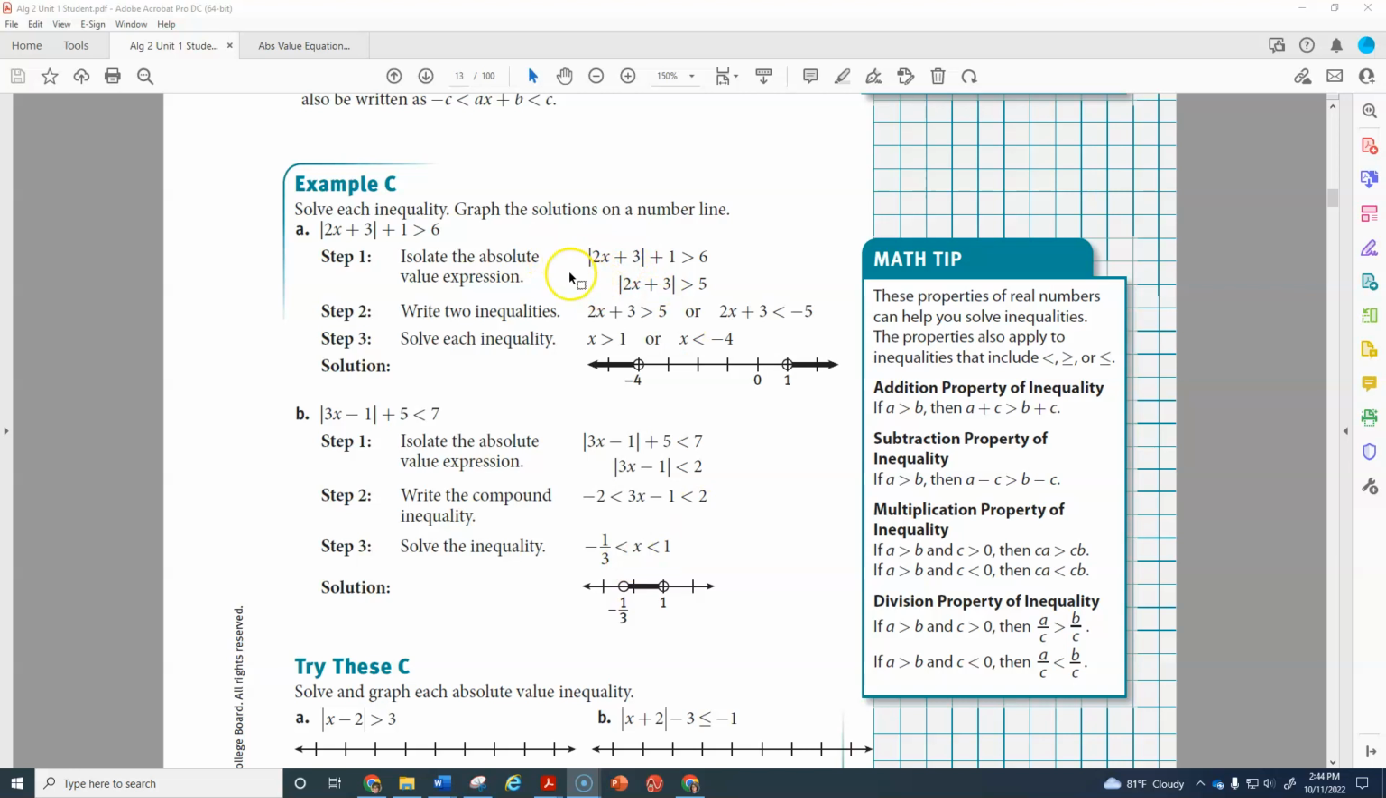So here's the example. They isolated by saying -1, -1. They split. They said -1 right here and -1 right there. That's where they got the 5. They split. Notice they dropped the absolute value bar right here. This was the absolute value bar. Now it's gone. The 2x plus 3 stayed 2x plus 3. They wrote down a +5 and a -5.